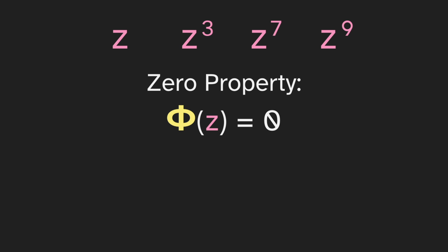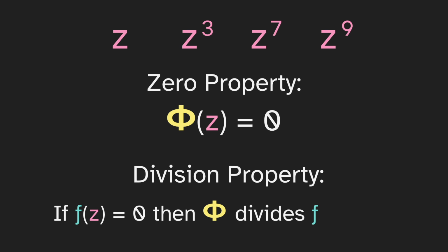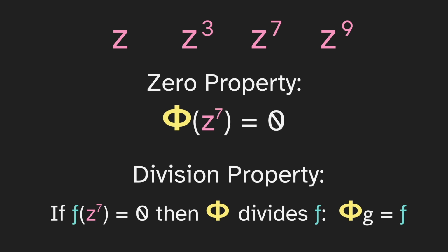If we take z as an input, we get 0. Secondly, we have the division property. If there's some polynomial f that has z as a 0, then phi divides f. So phi is like the most fundamental polynomial with z as a 0. And we can also write this as saying that there exists some g such that phi times g is f. Now, I've written these two properties with z, but they also hold for z cubed, z to the 7, and z to the 9, because these numbers all act the same.